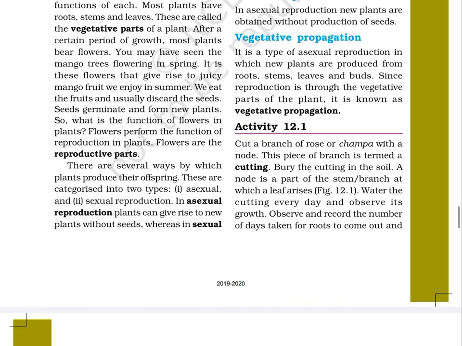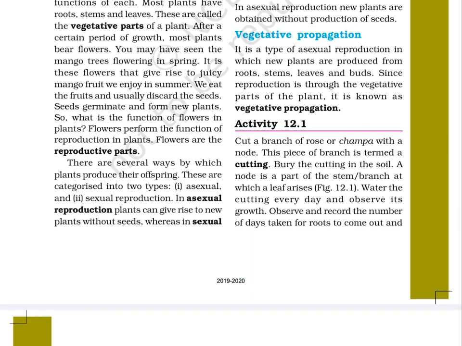Activity 12.1. Cut a branch of rose or champa with a node. This piece of branch is termed a cutting. Bury the cutting in the soil. A node is a part of the stem or branch at which a leaf arises. You can observe this in figure 12.1. Water the cutting every day and observe its growth. Observe and record the number of days taken for roots to come out and new leaves to arise.